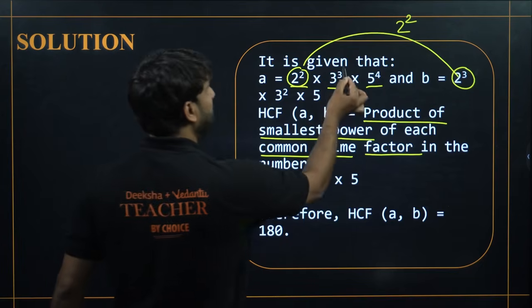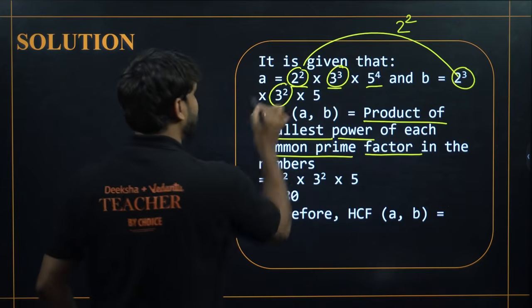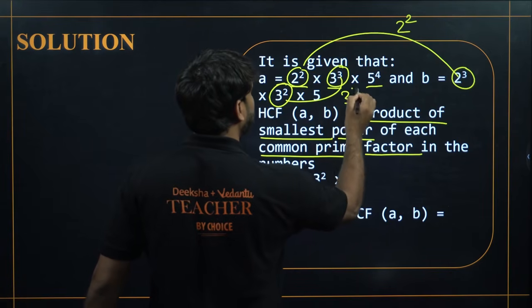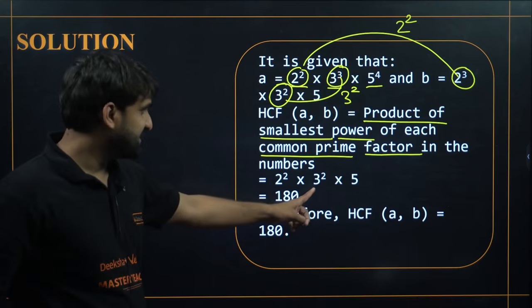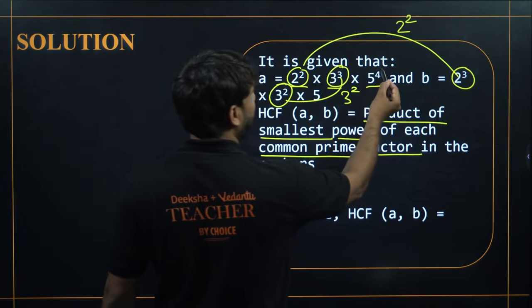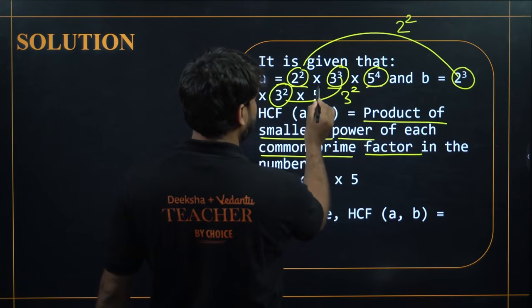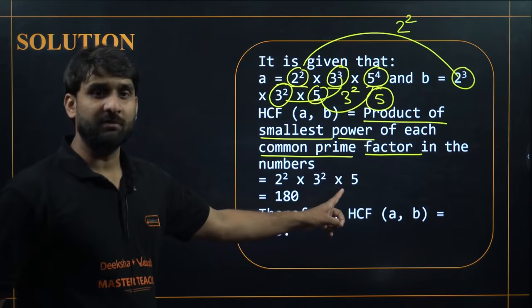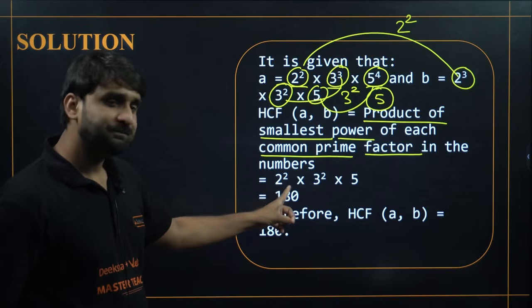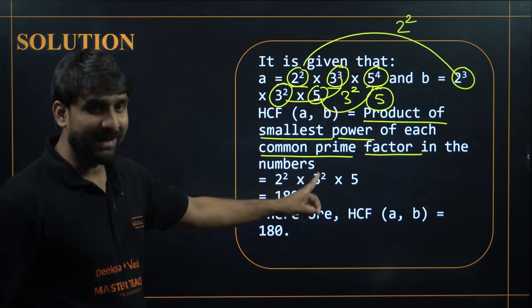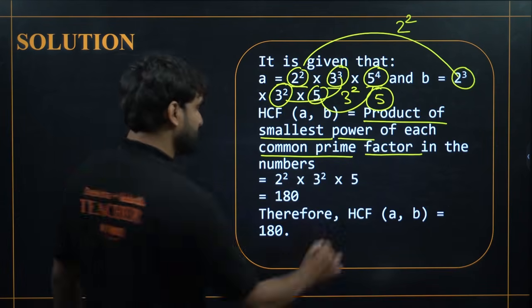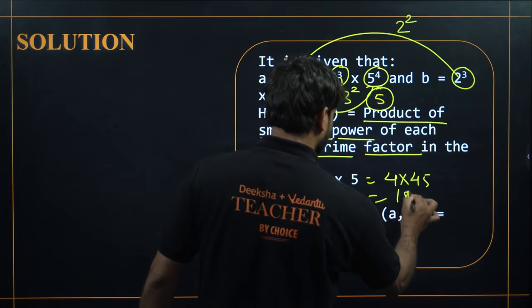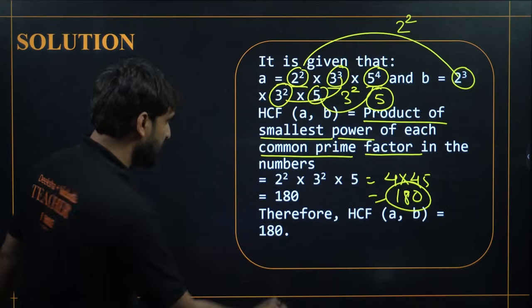Now 3 to power 3 is here and 3 to power 2 is here. Which is common? 3 to power 2 is present in both, so we consider that. But 5 to power 4 is here, and here only one 5. So only one 5 is common. That's why we take only one 5. So 2 to power 2 is 4, 3 to power 2 is 9, 9 into 5 is 45. Multiplying 4 into 45, you get 180. This is the answer. So the result will be 180.